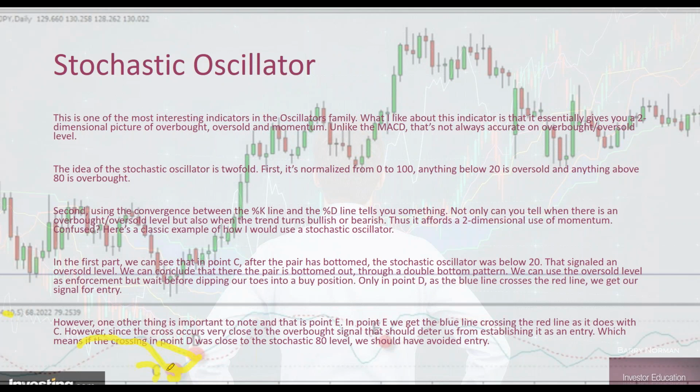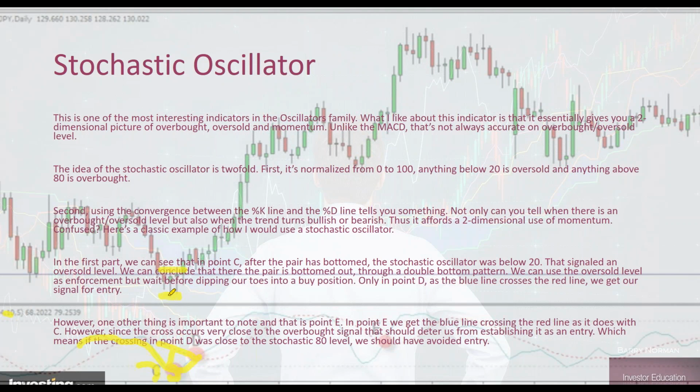So we can see that in point C, after the pair had bottomed out, a double bottom trend was indicated, which we see here on our charts. We can use the oversold level as reinforcement, but wait before dipping our toe into the buy position. So here we saw a chart. We had a double bottom. We had the crossover here at C indicating that the market was oversold.